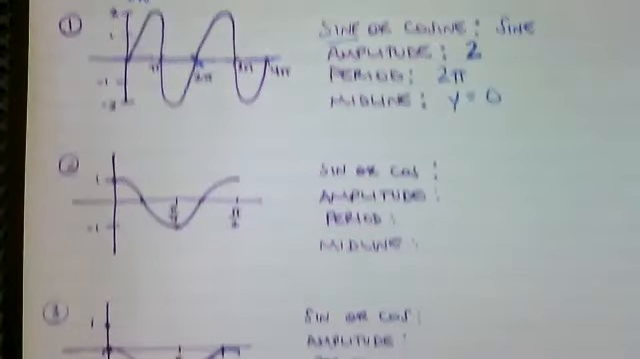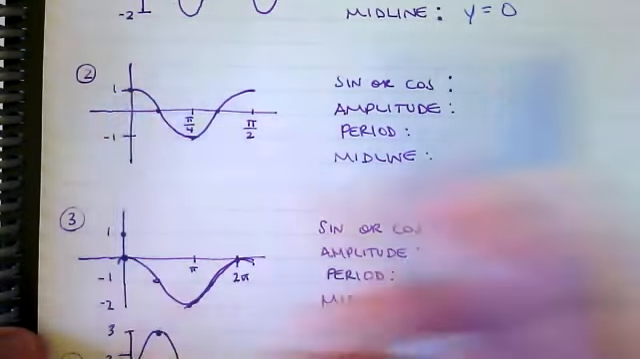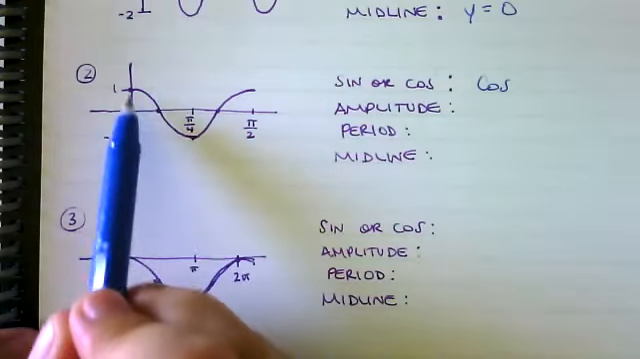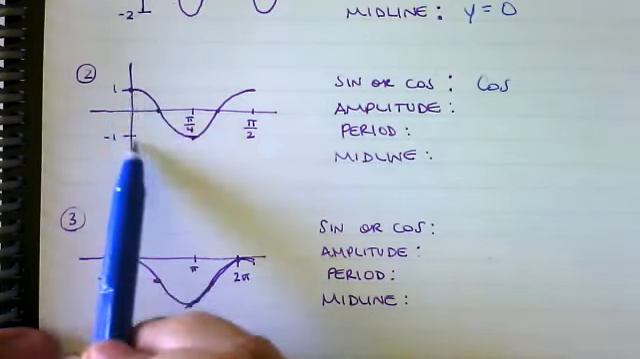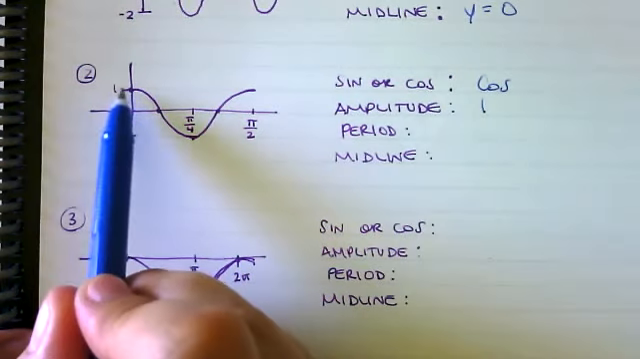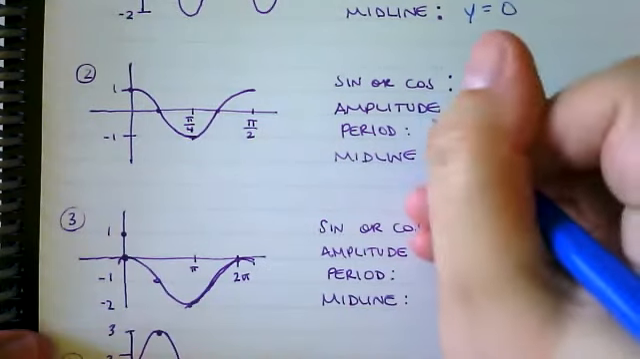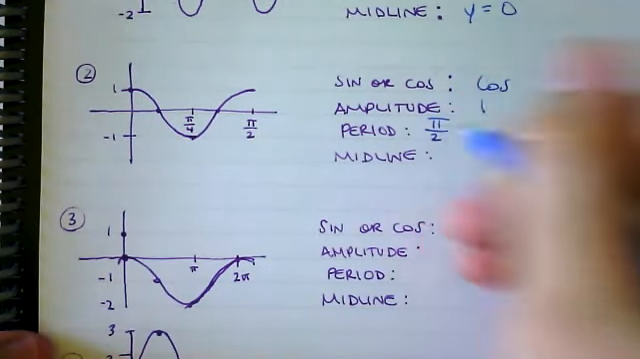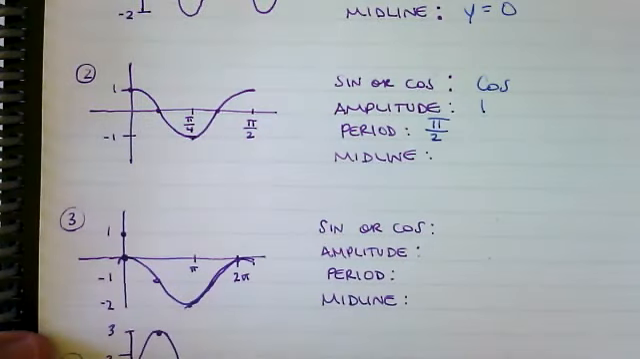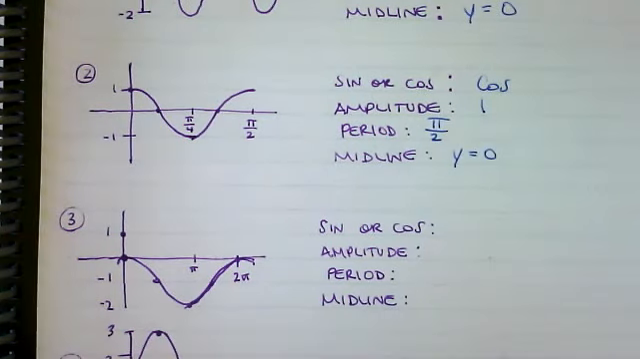Okay, so for question number 2, sine or cosine. Again, this one is starting up at the top, so that's going to be cosine. The amplitude is half of the height. So I go from -1 to 1, so my height is 2, and my amplitude is 1. The period here, I'm looking at where it ends. I end at pi over 2. And then the midline, cutting it in half. So that's, again, going to be the x-axis, which is just y equals 0. Okay.